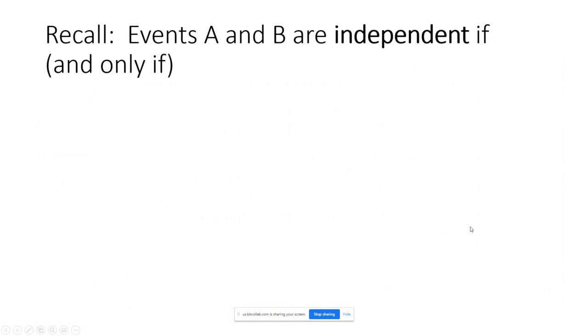All right, so let's start off with a little bit of review. What does it mean for two events to be independent? We had 3 criteria. Can someone tell me one of them? Kyle? Doesn't the probability have to add up to 1? No, that would be if they are mutually exclusive and partition the space.